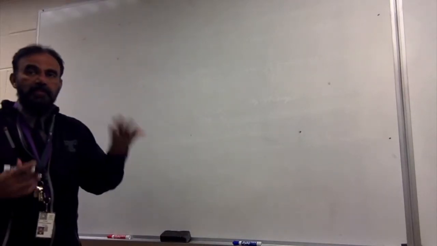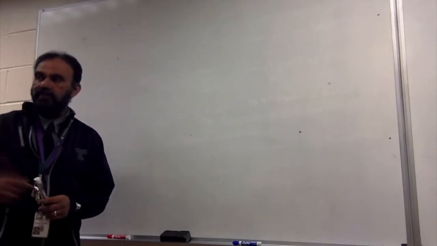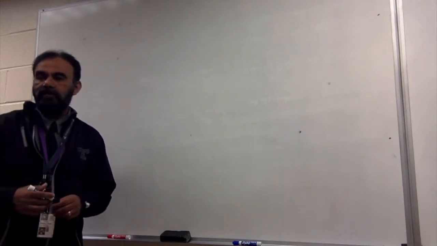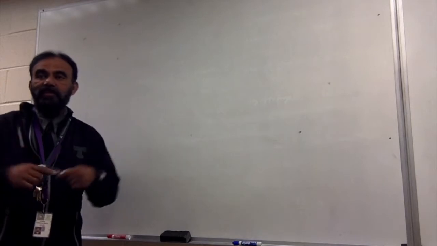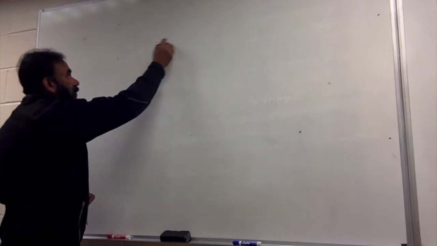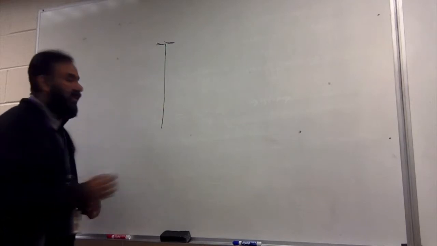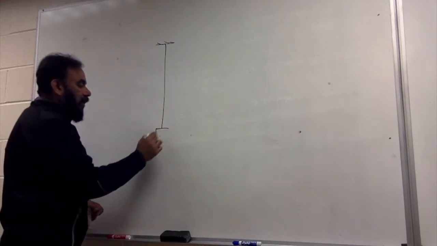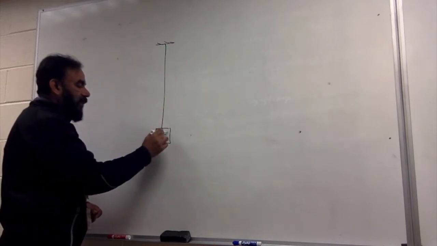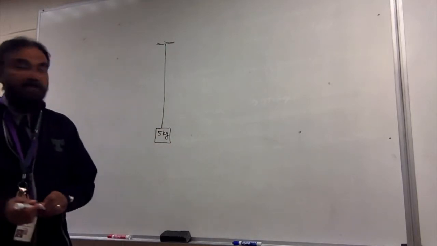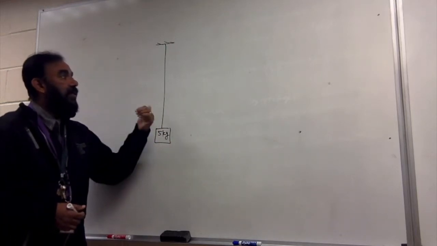Now let's start working out some examples, and you'll see how Newton's laws are coming in to explain stuff. Suppose I take a rope. If I take a rope or a string and I put an object here, such as say 5 kilogram. So I'm suspending a 5 kilogram object on the string.